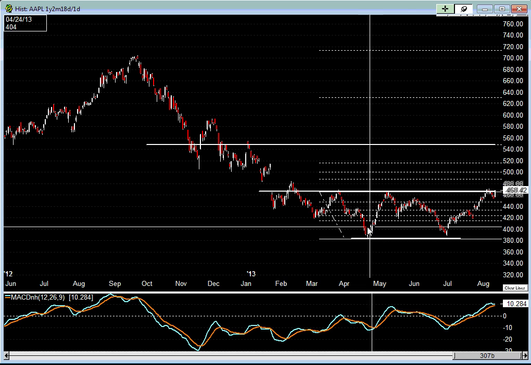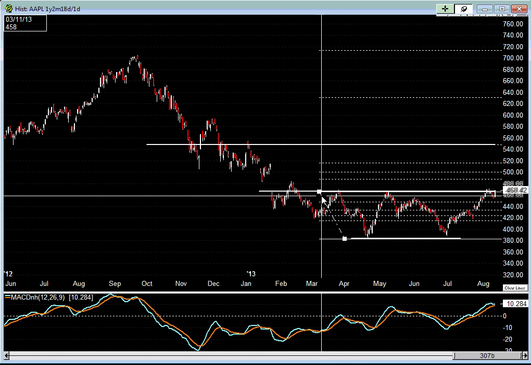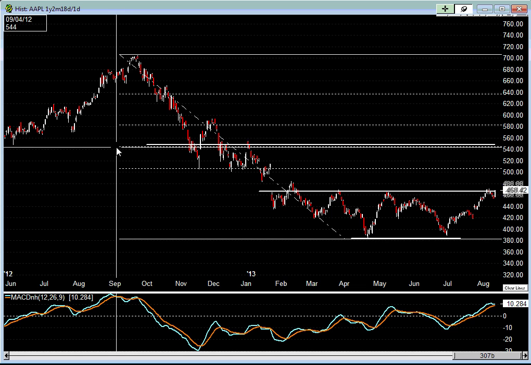Okay, and in addition to that, we see this big swing down here. Let's take a look at where that gives us. Right, here's the 50% retracement.